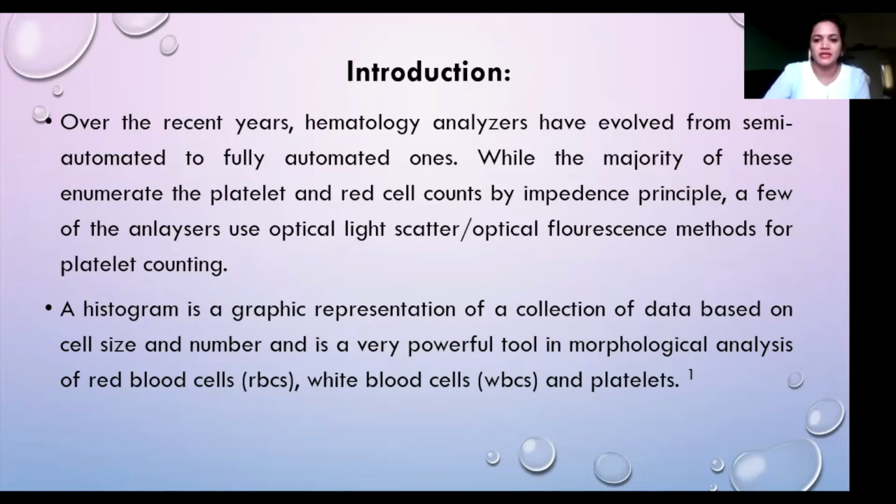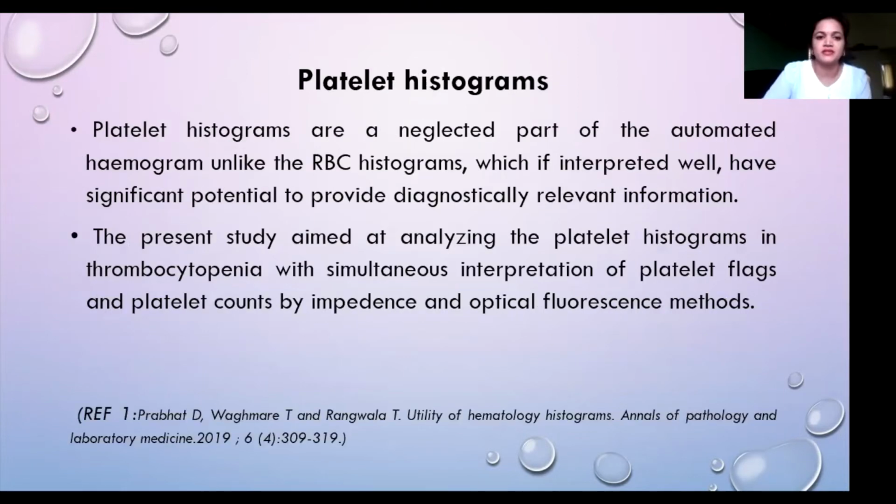cells, and platelets. The platelet histograms are a neglected part of the automated hemogram, unlike the RBC histograms, which have been studied in detail about their shapes, about the bimodal pattern, and about the utility in various anemias. These platelet histograms are not evaluated properly, and if interpreted, will have a significant diagnostic potential to provide relevant information on the patient diagnosis. So the present study aimed at analyzing the platelet histograms in thrombocytopenia with simultaneous interpretation of platelet flags and platelet counts by impedance and optical fluorescence methodology.